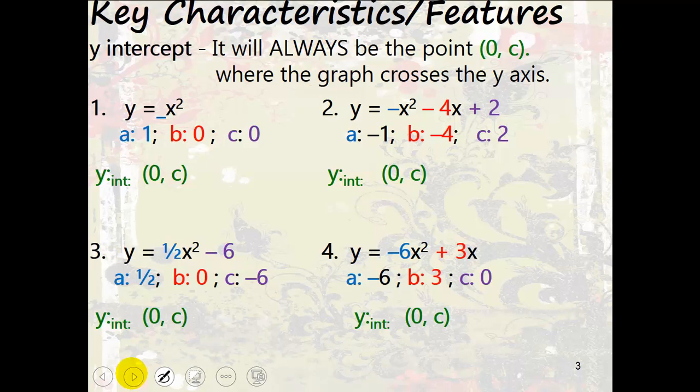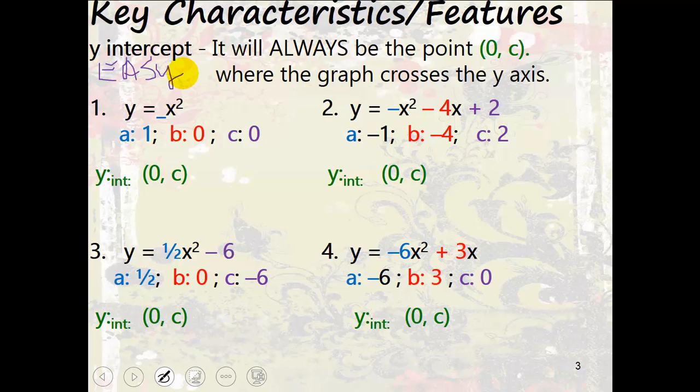The y-intercept is a super important point because number 1 is easy to find. Easy to find. We like easy. And because of the symmetry of a parabola, if you find the y-intercept, then you know the point directly across from it on the other side of the axis of symmetry. And we'll get to that in just a second.